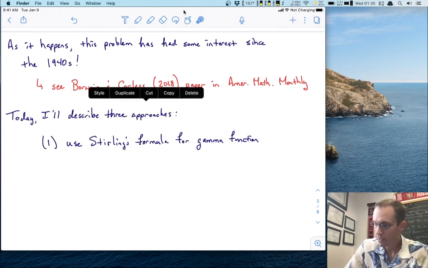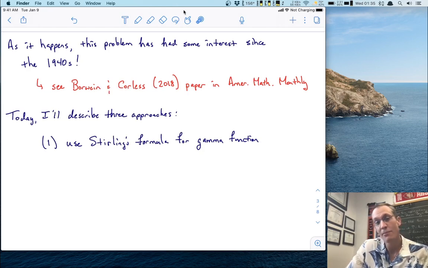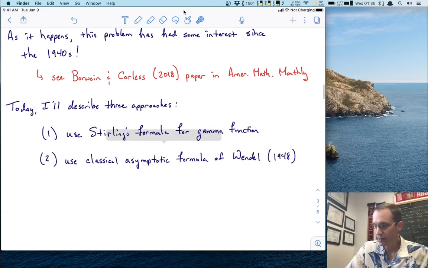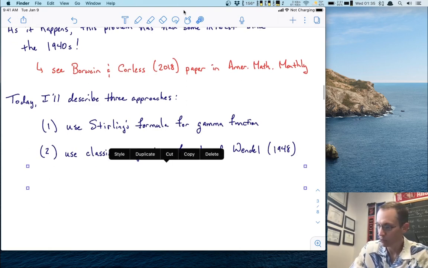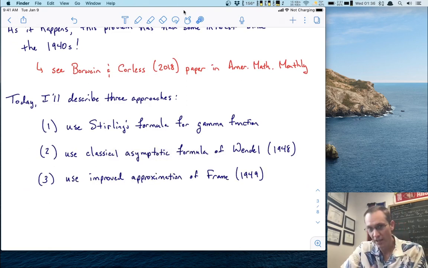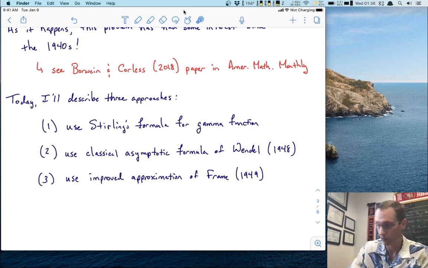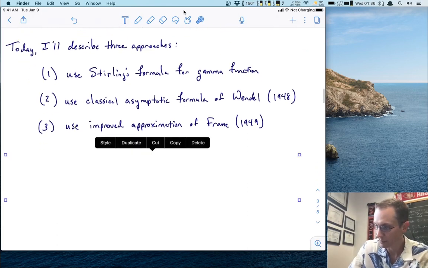Okay. So what I'm going to do today is describe three approaches to doing this approximation. The first is we're going to use Stirling's formula for the gamma function. The second is we'll use a classical asymptotic formula that's due to Wendel in 1948. And then finally we'll look at, one year later, an improved approximation due to Frame in 1949. Again, all of these papers are referenced in that Borwein and Corliss paper. So it was really kind of a fun exploration for me to go and work out the details here.